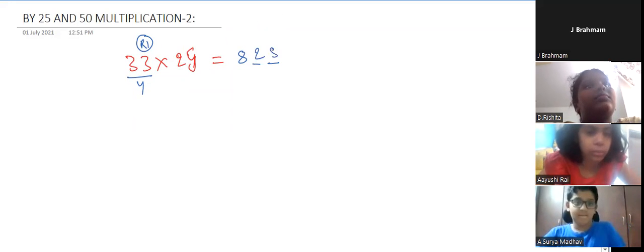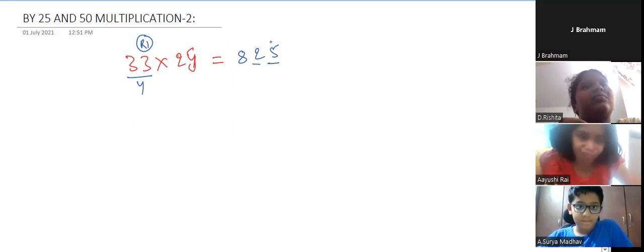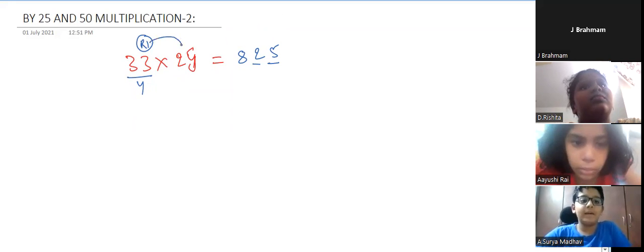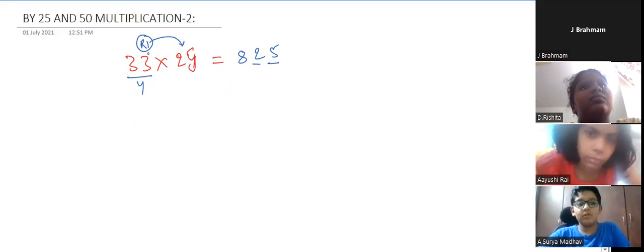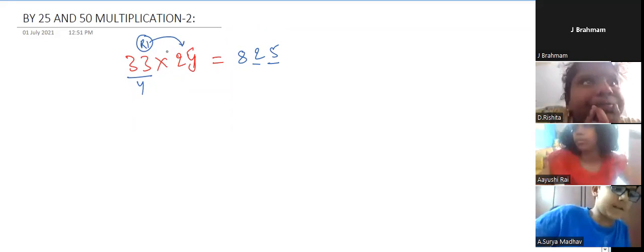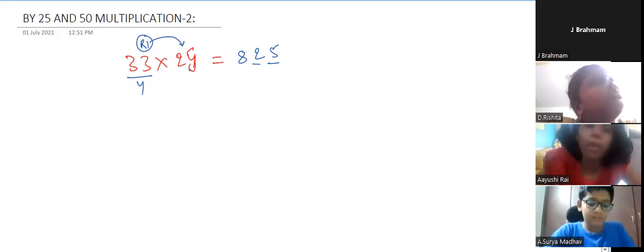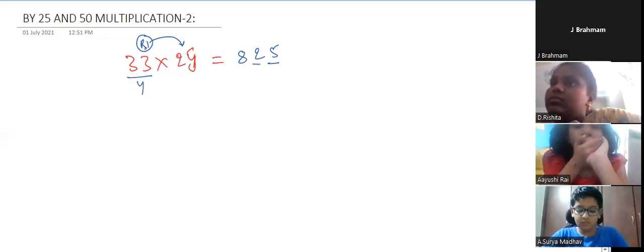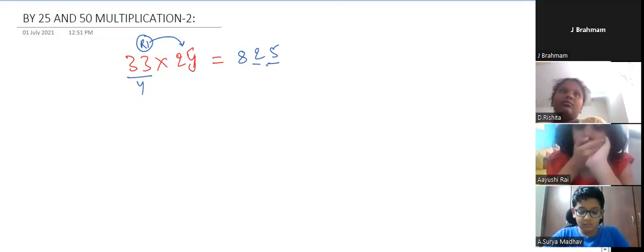Sir, how to remember those last 2 digits? I will tell one technique. If the remainder is 1, it is 25 multiplied by 1. If the remainder is 2, it is 2 multiplied by 25. If it is 3, it is 3 multiplied by 25. The remainder is multiplied by 25, and that gives the last 2 digits.